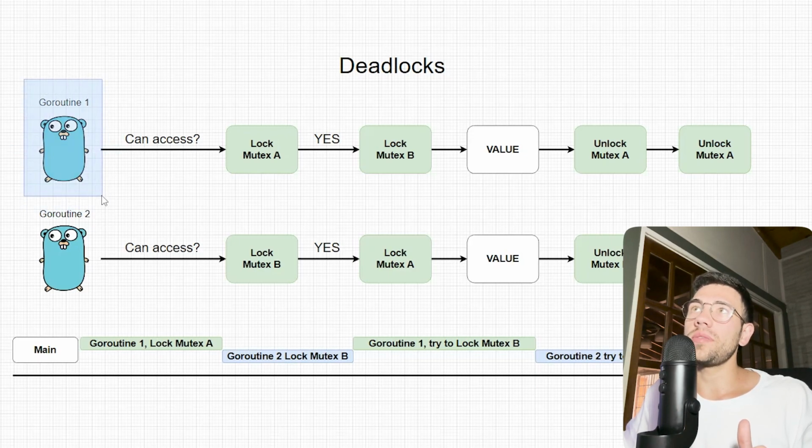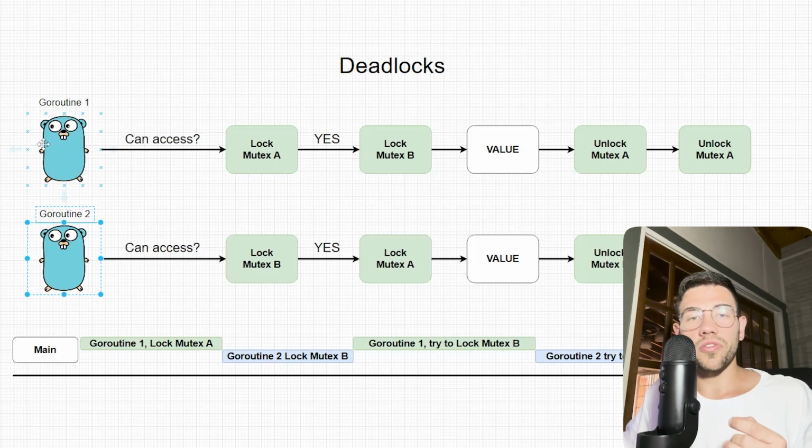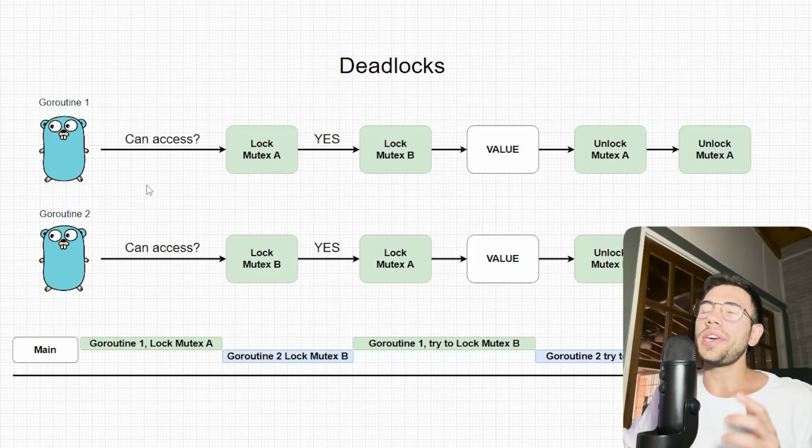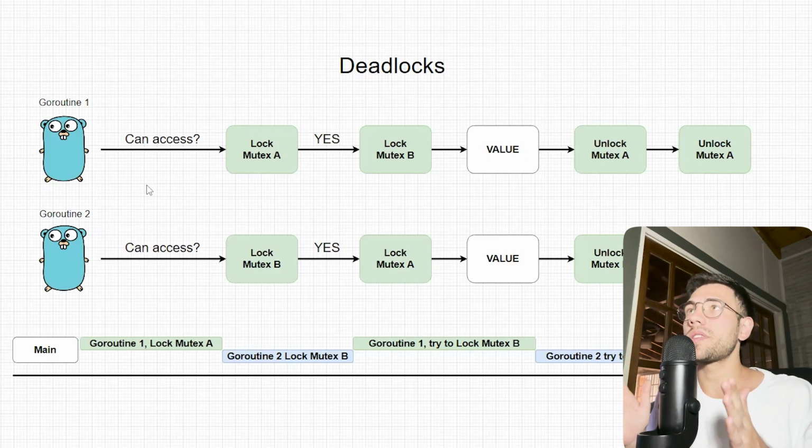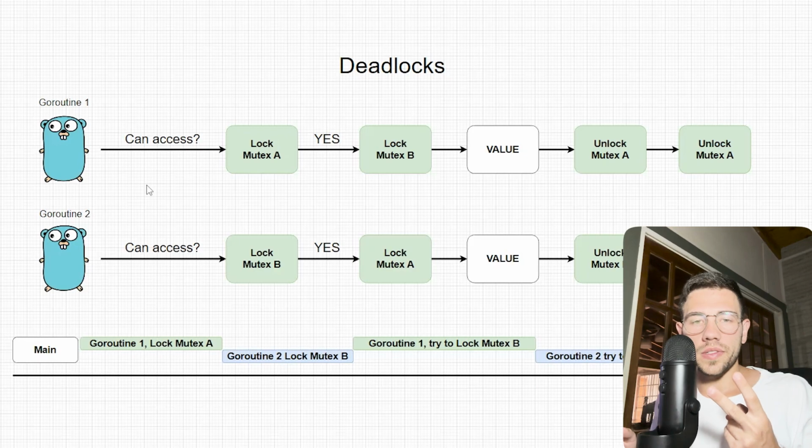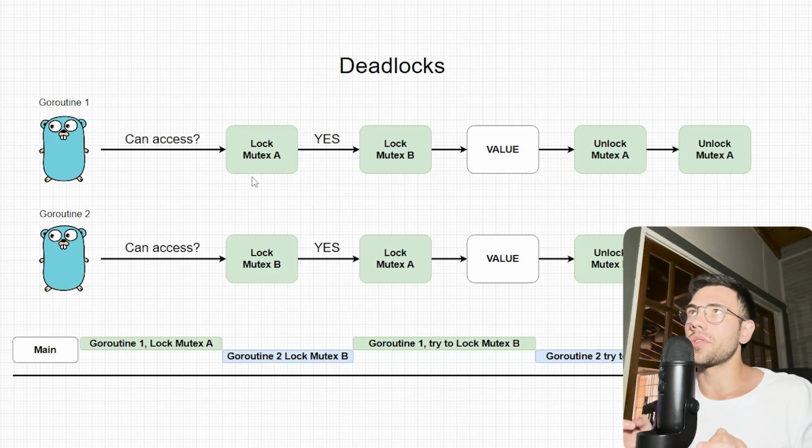This routine is waiting because it needs something that routine number 2 has, and routine number 2 is waiting too because routine number 1 has something that this routine needs. So here is a clear, simple situation of deadlock where two routines provoke a simple deadlock. And that happens only because we use the mutex in a bad order.